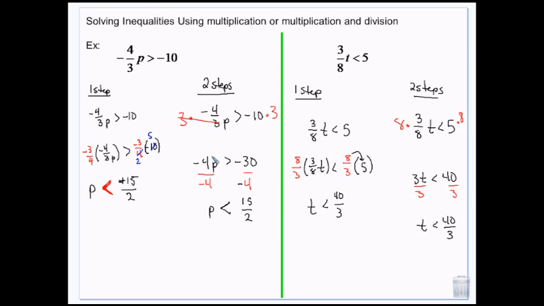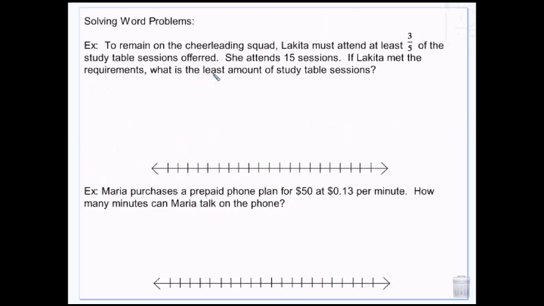Okay, we have a cheerleader, Lakita. She needs to attend at least, and so we remember at least is greater than or equal to 3/5 of the study table sessions offered. She has attended 15. If she met the requirements, what is the least amount? Okay, this one's actually kind of a little bit twisted. What is the least amount of study table sessions?